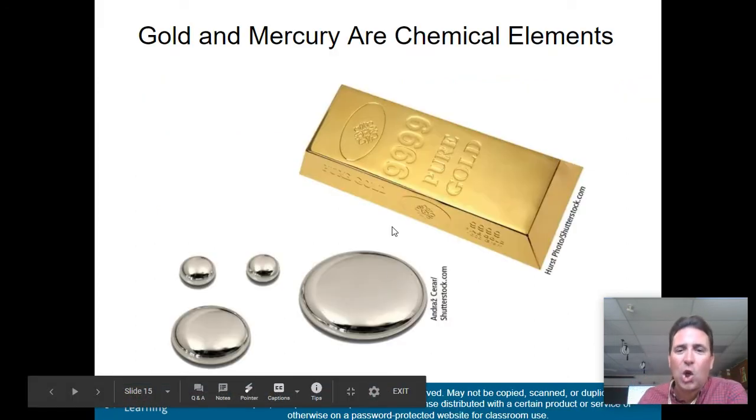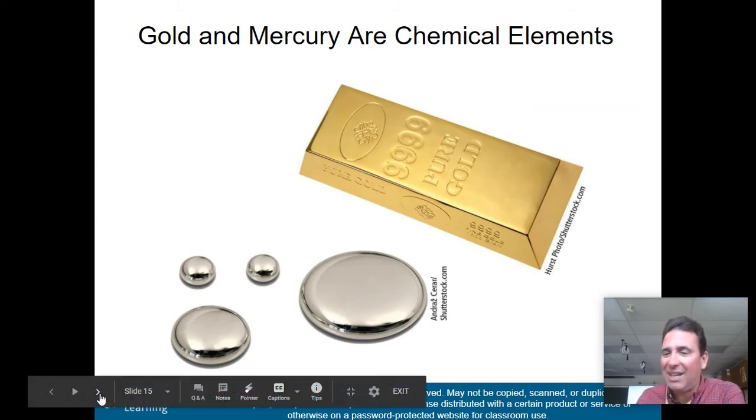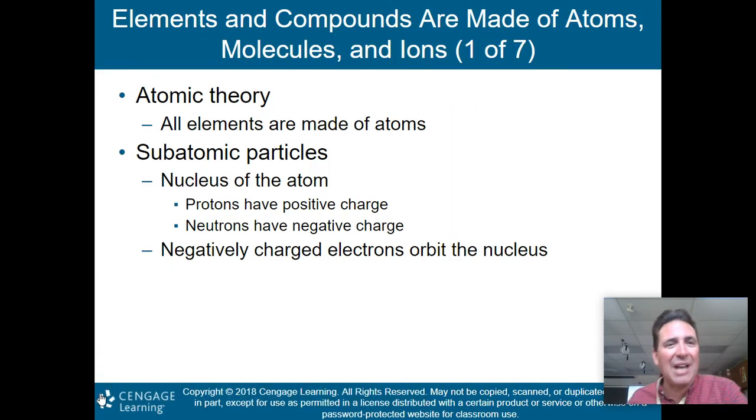Compounds are when two or more different elements are held together in fixed proportions. Once again, gold and mercury are chemical elements. They have unique properties and they can't be broken down chemically into anything different. So gold is gold, mercury is mercury, and it is what it is.